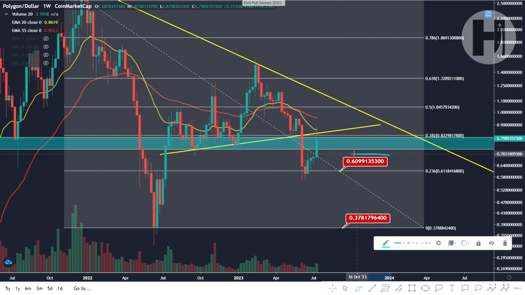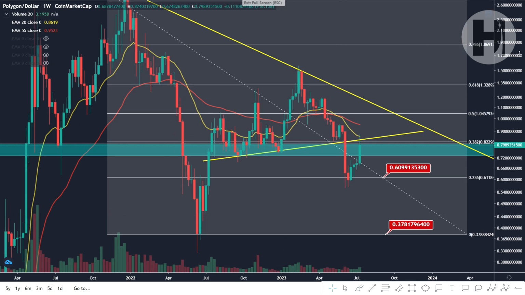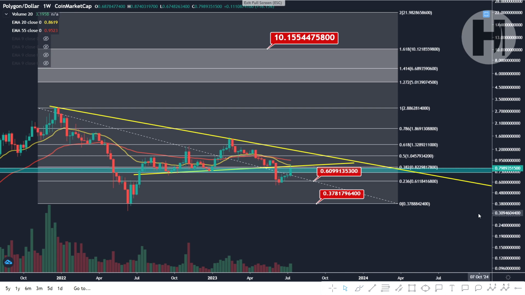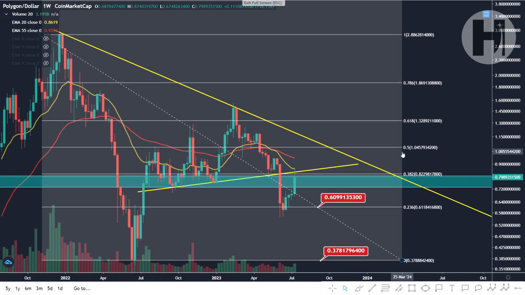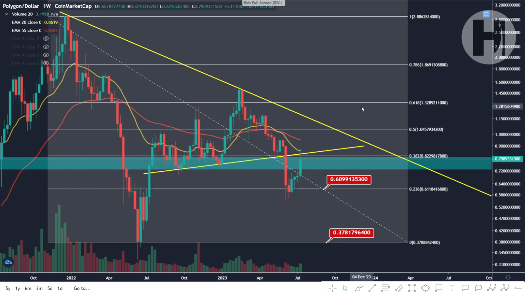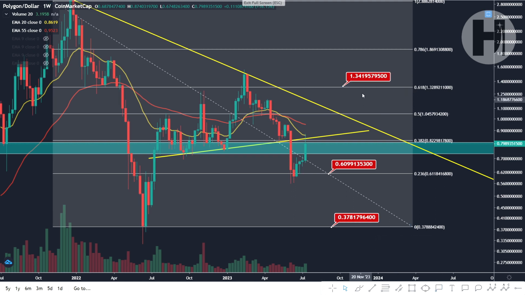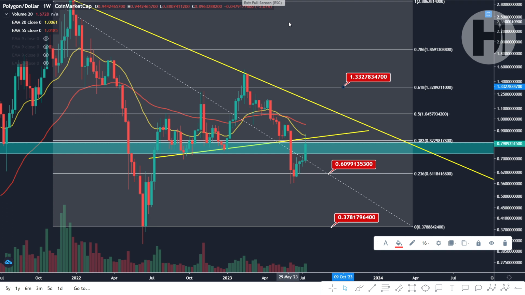So your immediate support down here, your important level of support to hold, is going to be 61 cents or the 0.236 Fibonacci retracement level. And this Fibonacci is set up with the bear market bottom printed in July or June 2022 and the all-time high printed in December 2021. So we have the 0.5 sitting at $1.04 and the 0.618 sitting at $1.33. That is going to be our major target come August or September. So you can see that both fibs have the golden ratio roughly in the same area, roughly at $1.33.